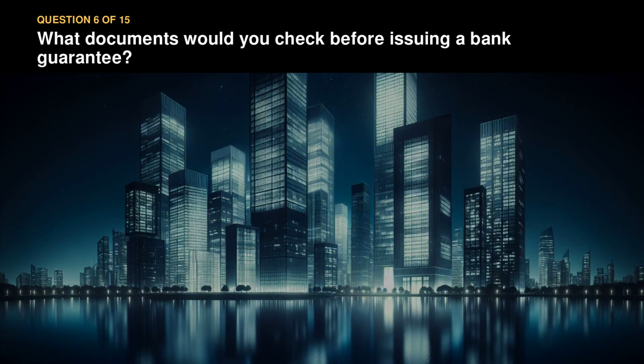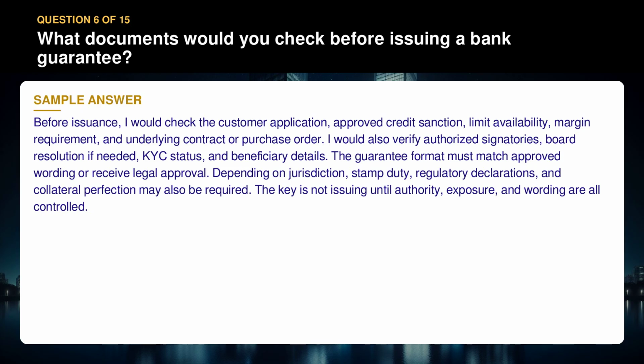Question 6. What documents would you check before issuing a bank guarantee? Before issuance, I would check the customer application, approved credit sanction, limit availability, margin requirement, and underlying contract or purchase order. I'd also verify authorized signatories, board resolution if needed, KYC status, and beneficiary details. The guarantee format must match approved wording or receive legal approval.